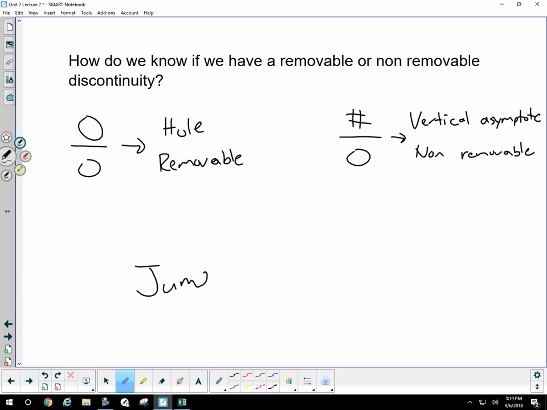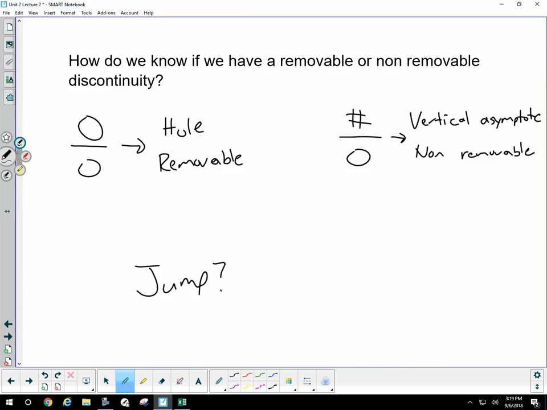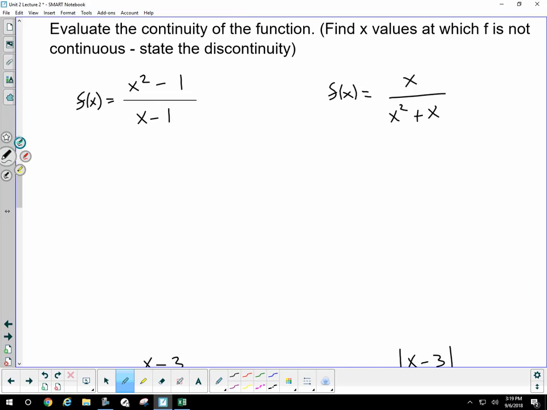Now, what about jumps? We'll get to that. These are functions. F of x is equal to some expression of x's. When is the function not continuous? State the type of discontinuity. It's very, very simple. All we need to do is start out by setting the denominator equal to 0 and solving. Here, x equals 1. Easy enough to solve.